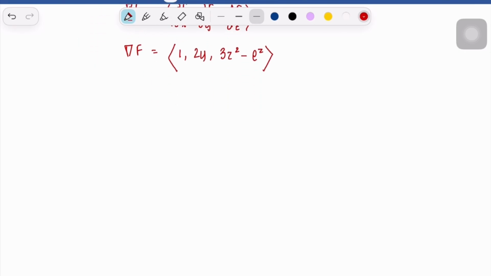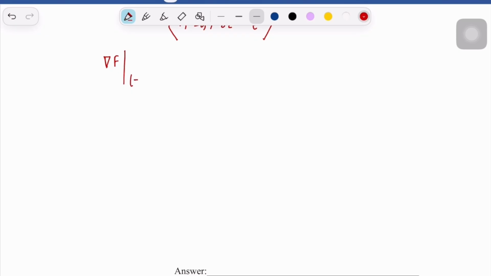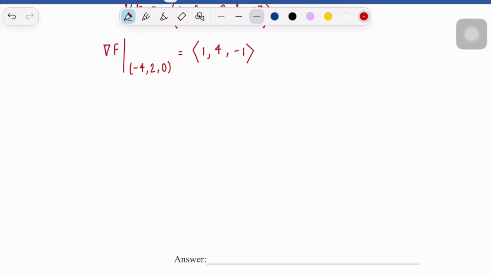Right? Now we calculate this gradient at the given point, which is -4, 2, 0. And that will be 1. 2 times y is 4. 3z squared minus e to the z. So 3 times 0 squared is just 0, minus e to the 0 is -1, because e to the 0 is 1. Okay.